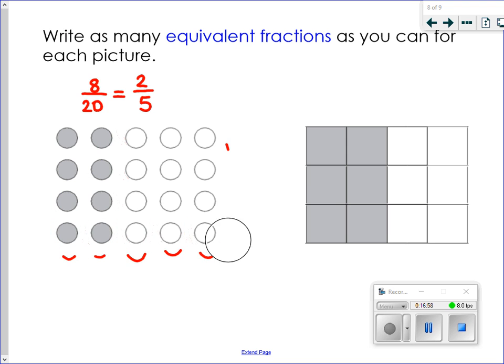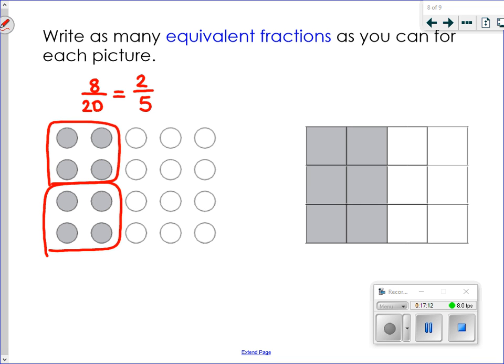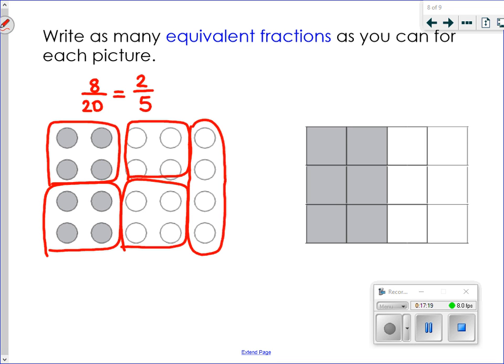Is there another way I could have grouped it? What if I do it this way? Groups of 4. Will this work? Groups of 4. And this is still a group of 4. Okay, so how many groups of 4 do I have? 1, 2, 3, 4, 5. So I have 5 equal groups. Oh, I already have that fraction. 2 of my 5 equal groups are shaded. I've already got that one.